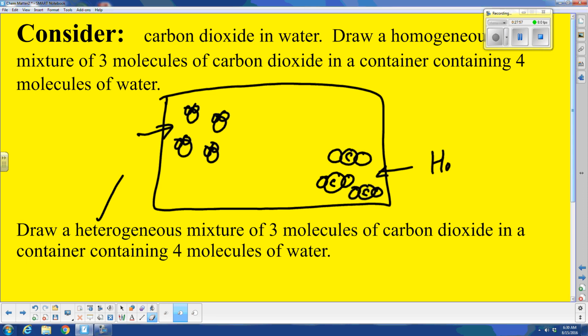Homogeneous. What am I talking about? No, heterogeneous. That's right. Sorry. Heterogeneous.